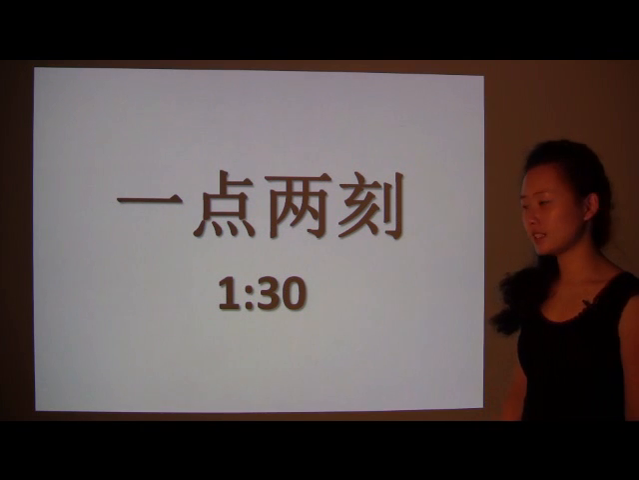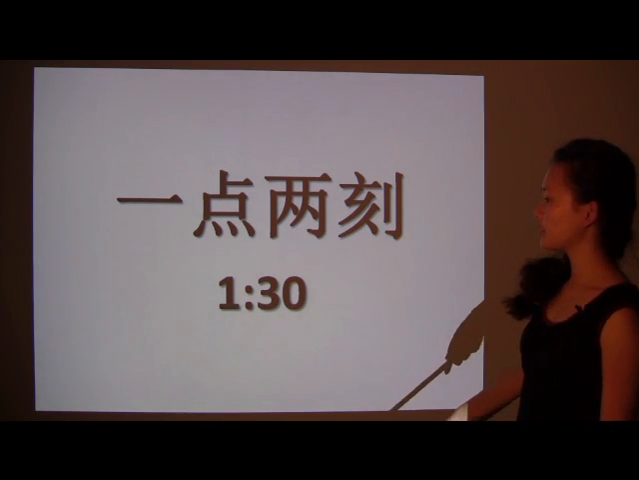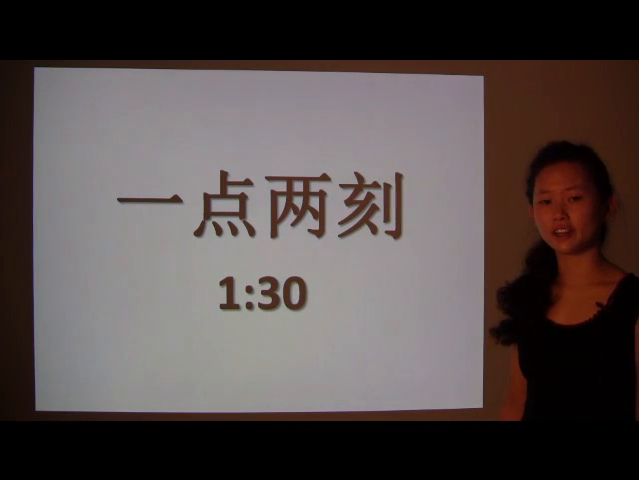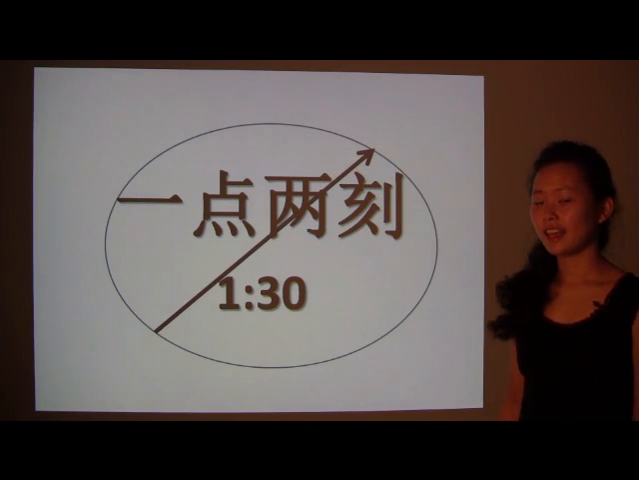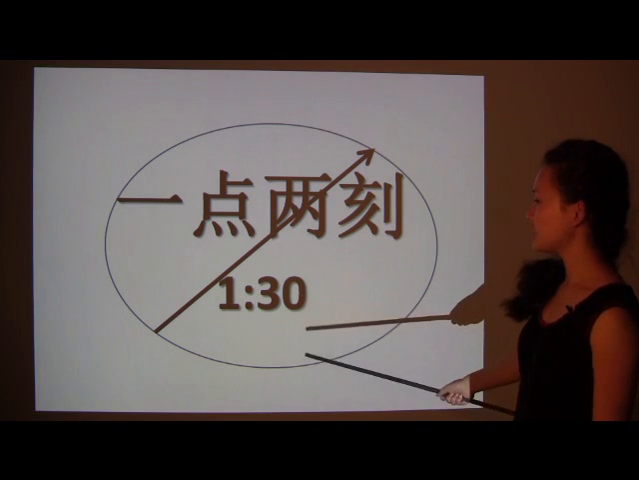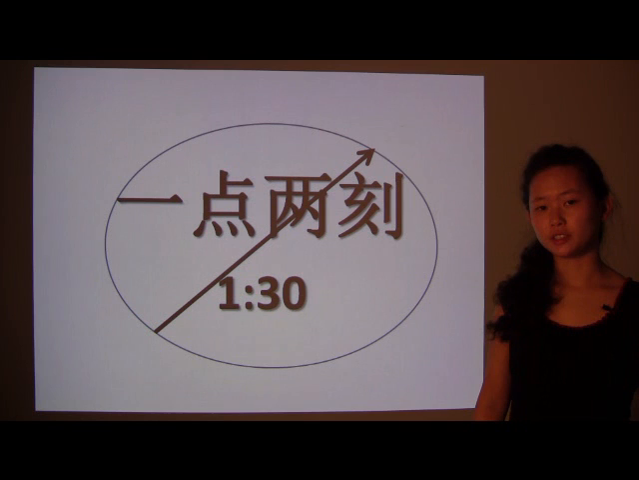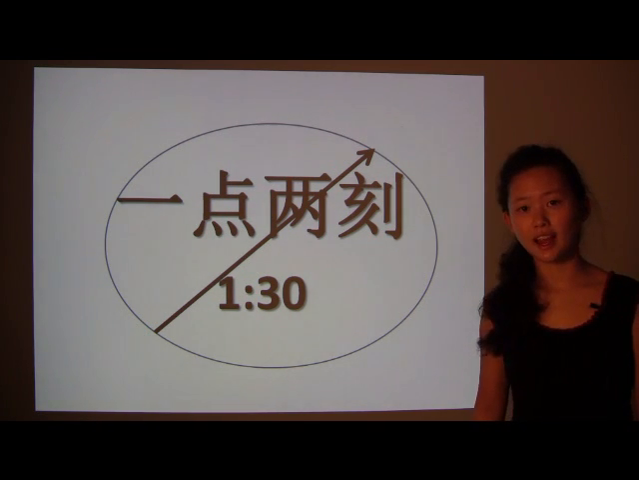Now, you may wonder, why did I leave out the 2 quarters? You'd think you'd say 1:30 and you could say 一点二刻, but that's not how you say it. Just like in English, we don't say 1 2/4. That just doesn't sound right, does it? In Chinese, we don't say that either.